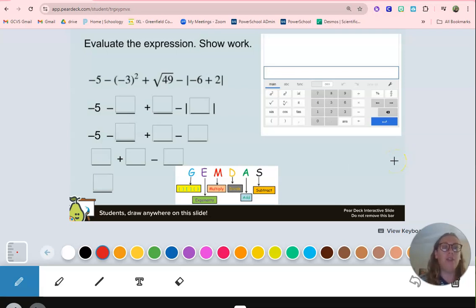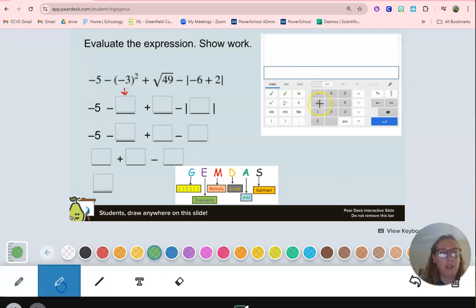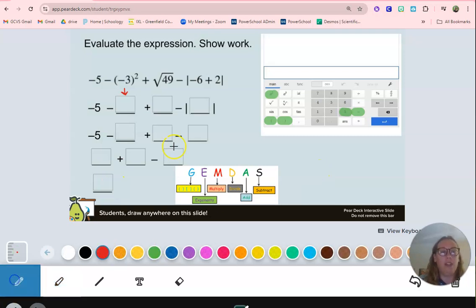Plus the square root of 49 minus, remember these bars are our absolute value bars, distance from 0, -6 plus 2. So notice we're working on those grouping symbols first. We have this -3 that is being squared. So in your calculator, you're typing in parentheses, -3, parenthesis, and then you can hit that squared button. And that is -3 times -3, which should get us a +9.